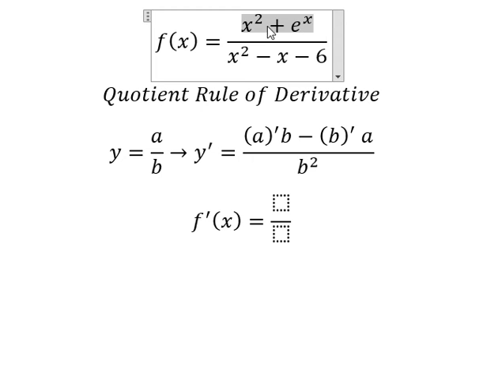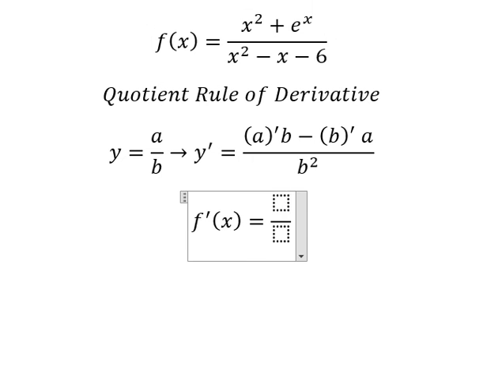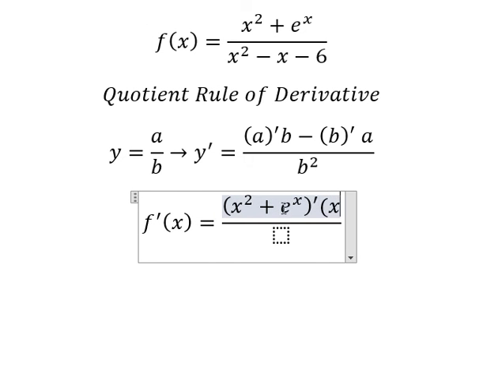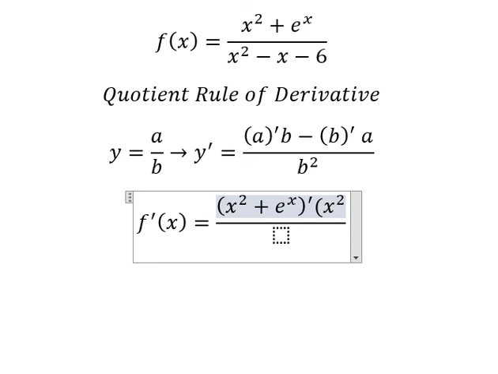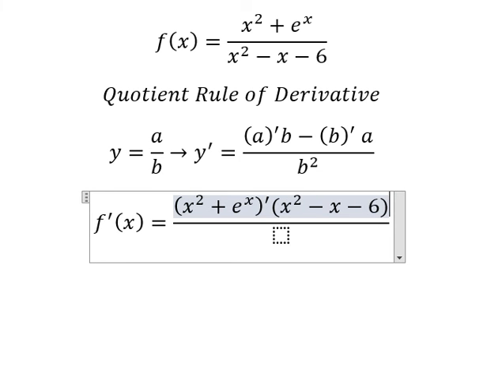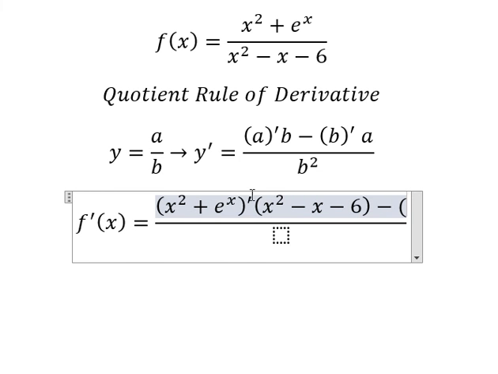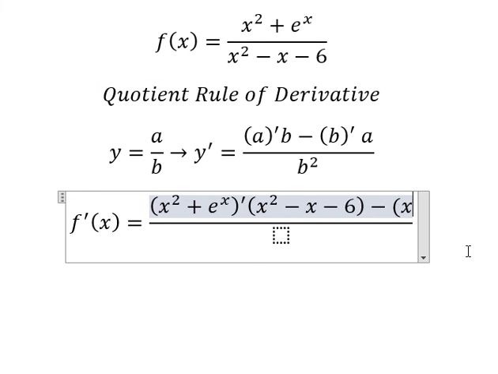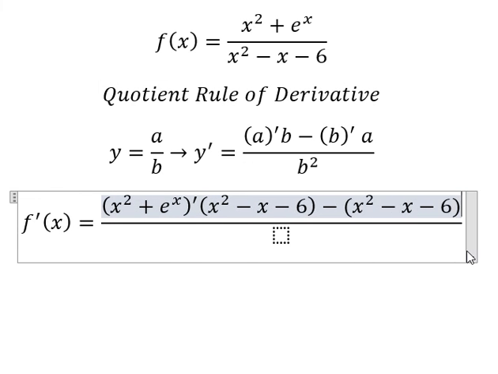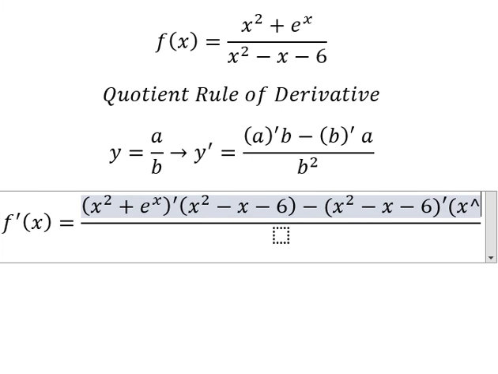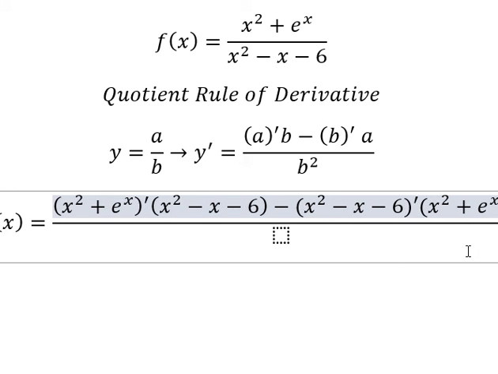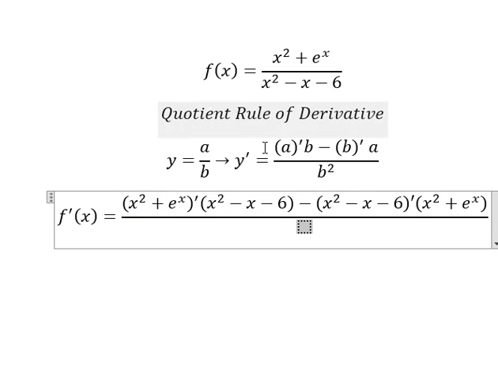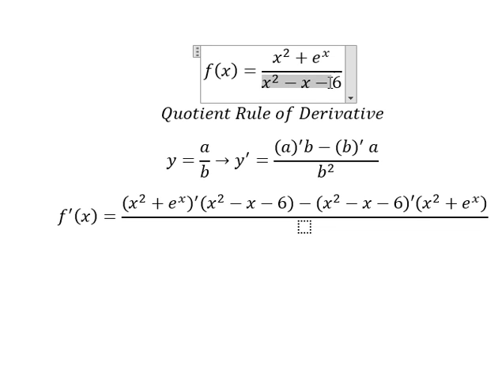So we do the first derivative of a multiplied by s squared minus s minus 6, minus we do the first derivative of b, over b squared. B is about this one.